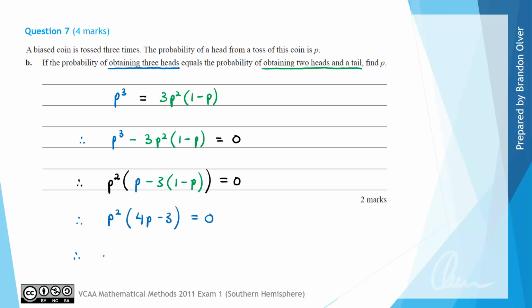Using the null factor law, we can say that p could equal 0, or p could equal 3 on 4. Thinking back to the question, we knew that it was a biased coin, so it's possible that p equals 0 or p equals 3/4. And then thinking about the next part of the question, is the probability of obtaining 3 heads equal to the probability of 2 heads and a tail? For p equals 0 and p equals 3/4, they are the two values where those two things are equal. So that makes those two values the solution to this question.